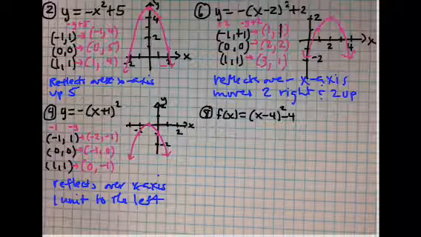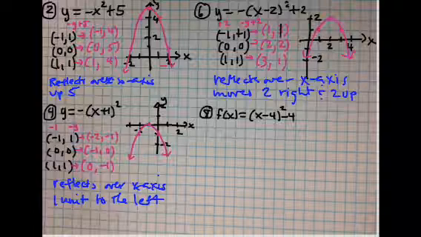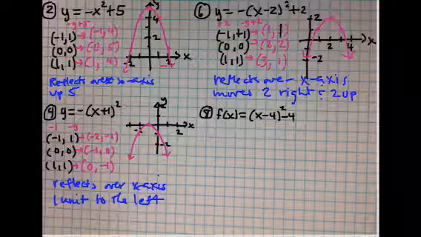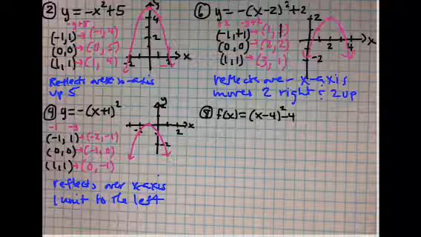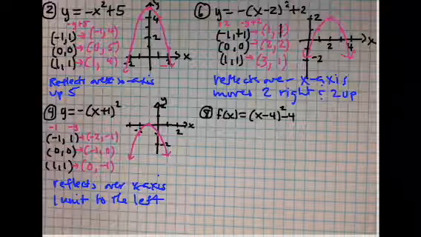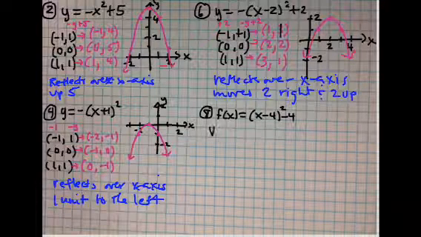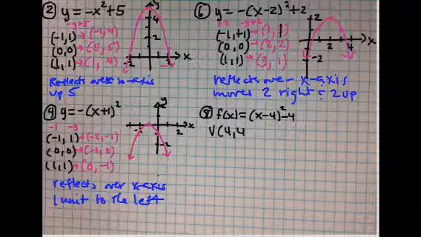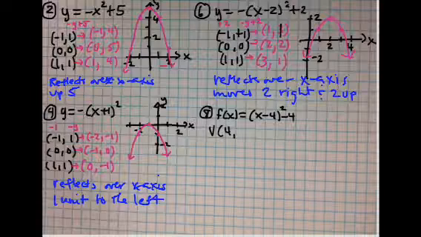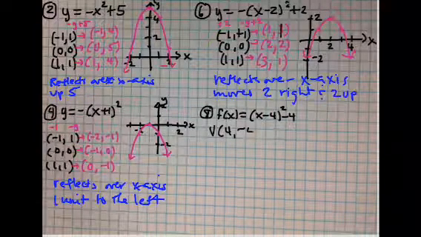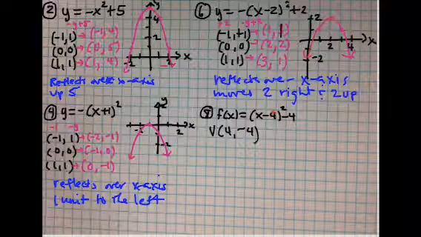Alright, for number 8, they want you to describe the function, identify the vertex, sketch it, and if there are any x-intercepts, to identify them, right? So I know that this parabola opens up. The vertex is 4, 4. I'm sorry, 4, negative 4. Let me fix that real quick. 4, negative 4, because h is positive 4 and k is negative 4. Right here. H is positive 4 and k is negative 4.